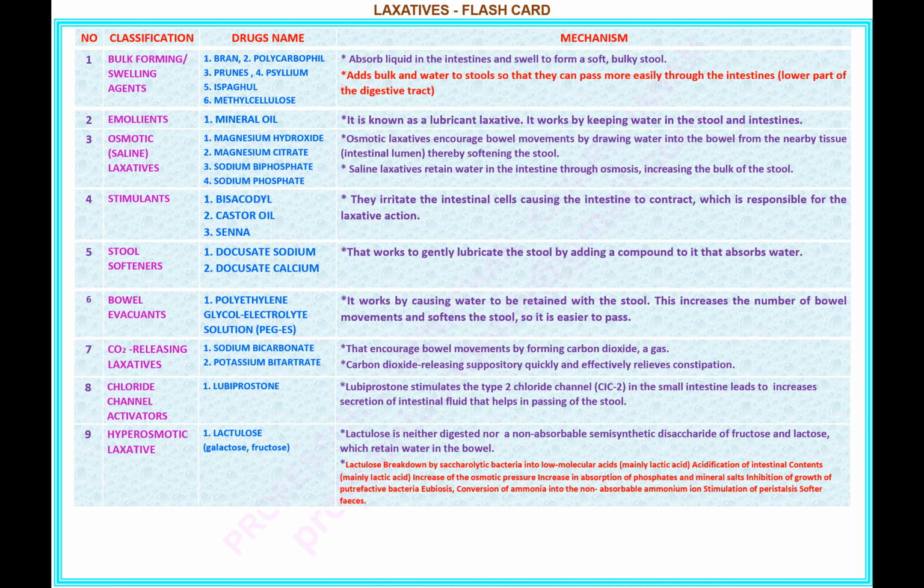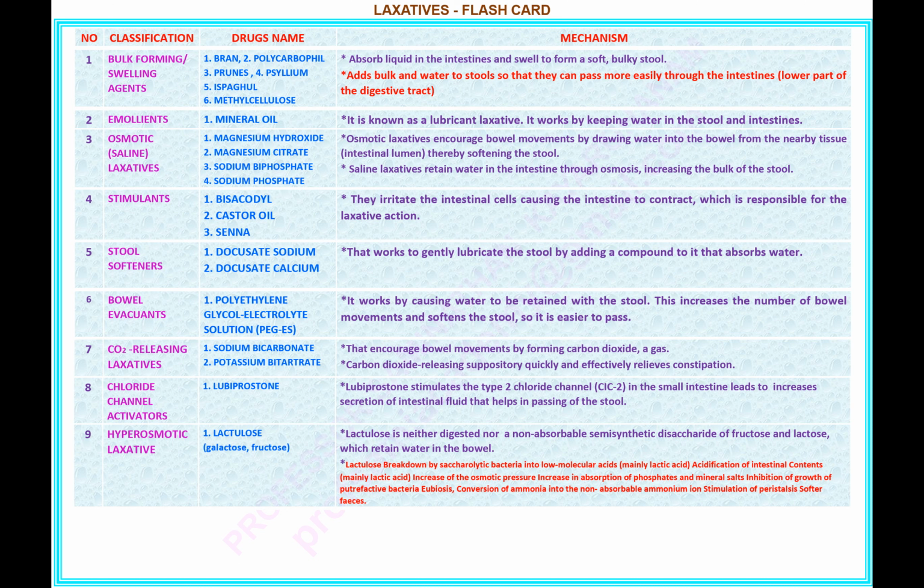Number 9. Name of the classification: hyperosmotic laxative. Drug's names under this classification: 1. Lactulose, galactose, fructose. Mechanism of hyperosmotic laxative: lactulose is neither digested nor absorbed; it is a semisynthetic disaccharide of fructose and lactose, which retains water in the bowel.